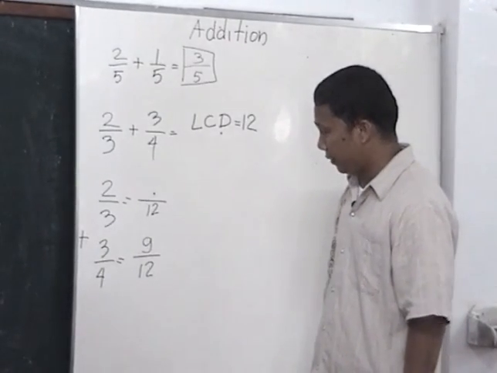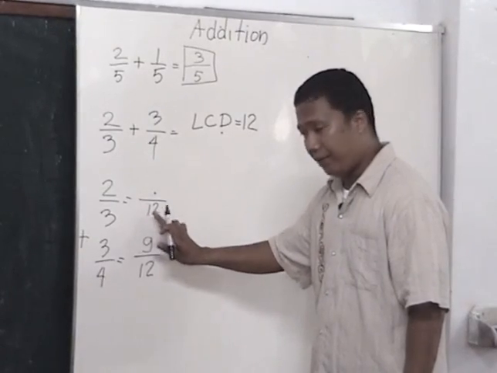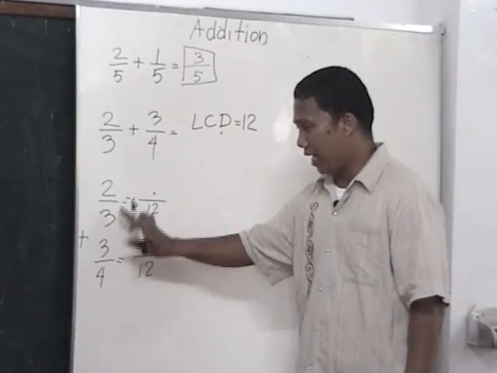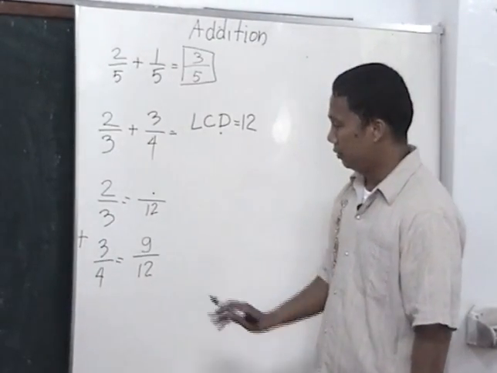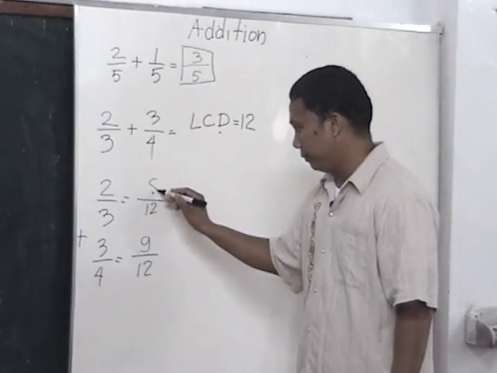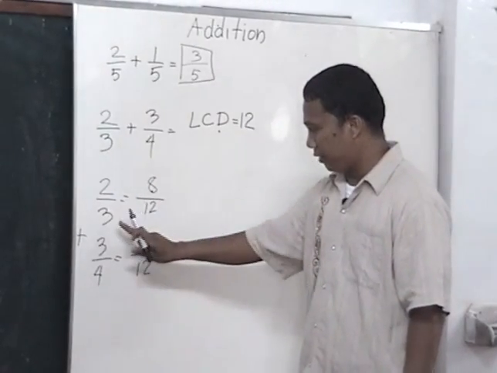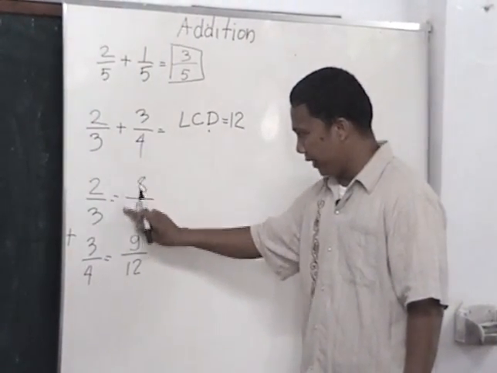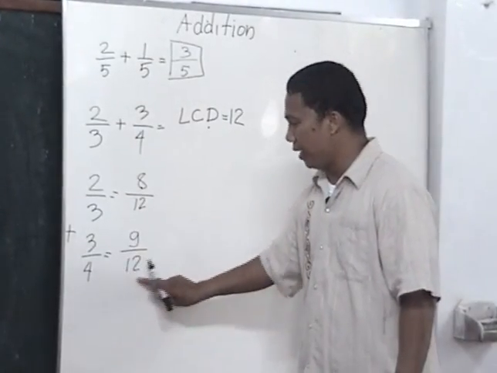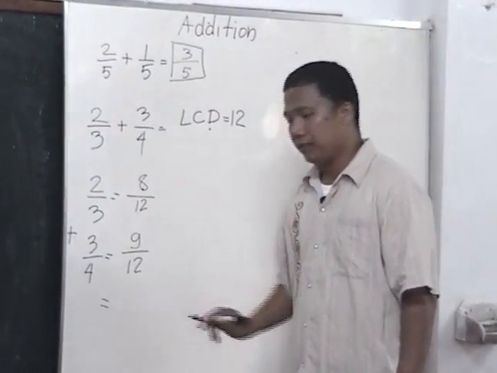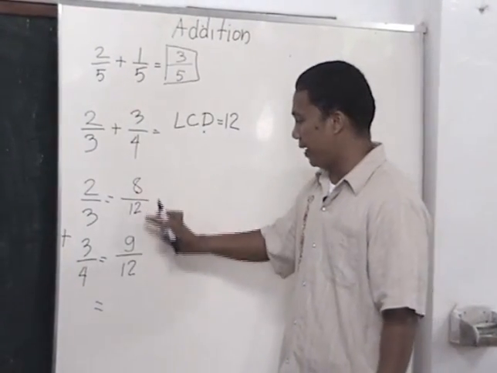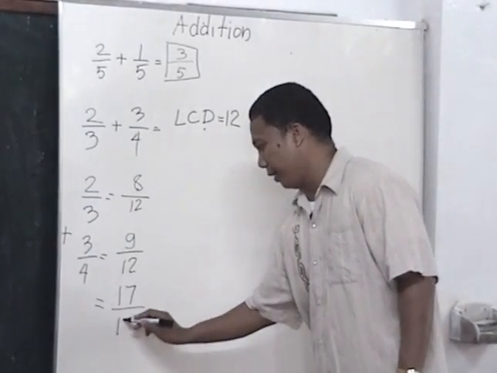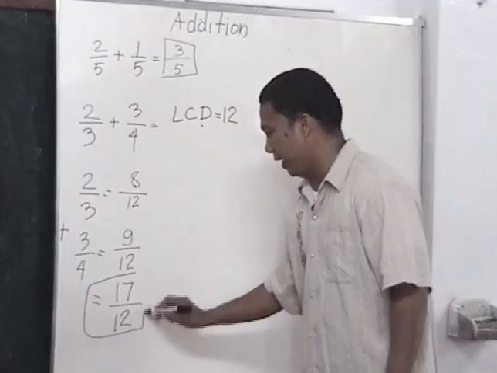We have another value. We have 12 divided by 3, which is equal to 4, times 2 is equal to 8. Now, as you can see, we have similar fractions, and we can add them. So 8 plus 9 is equal to 17 over 12. And this is the final answer.